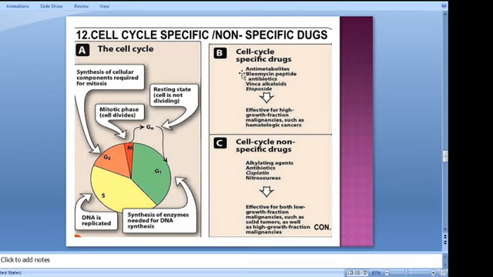Some of the drugs will be antimetabolites, bleomycin, peptide antibiotics, vinca alkaloids, and etoposide. These are all drugs effective for high growth fraction malignancies such as hematological cancers. Then the next group is the cell cycle non-specific drugs like alkylating agents, antibiotics, platinum compounds, and nitrosoureas. These are all effective for both low growth fraction malignancies such as solid tumors as well as high growth fraction malignancies.